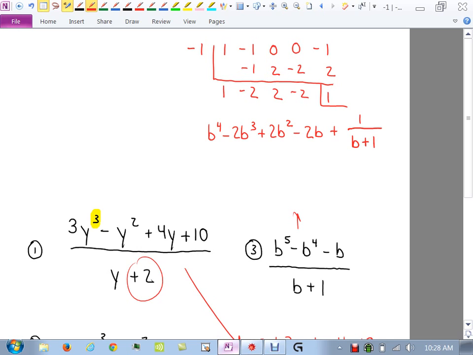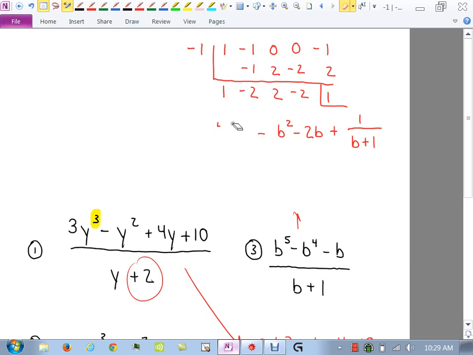Is that the answer? No, something's off here. Hold on. 1 over b plus 1. Did I leave off my 0? Oh, I left off my 0 for my constant term. Jeez. Hold on a second.